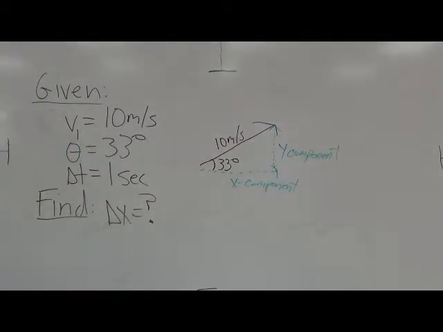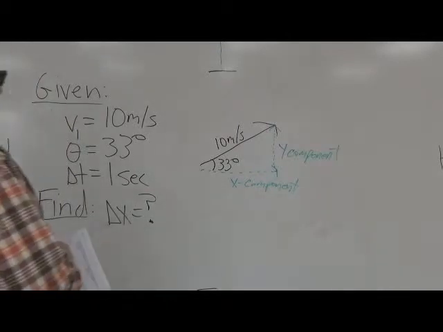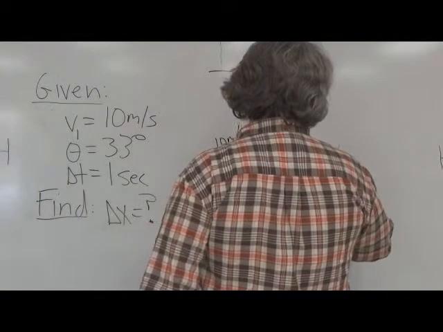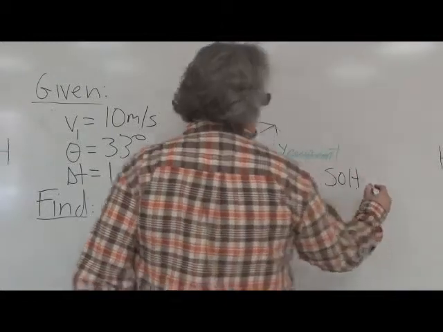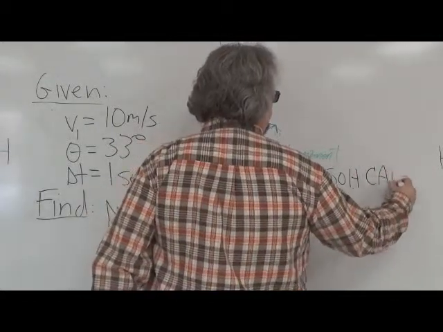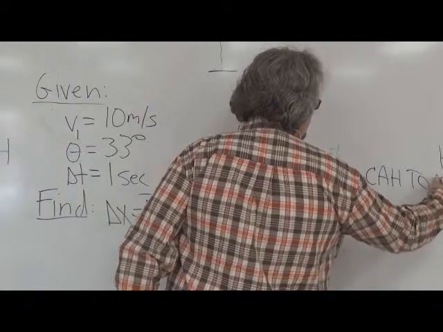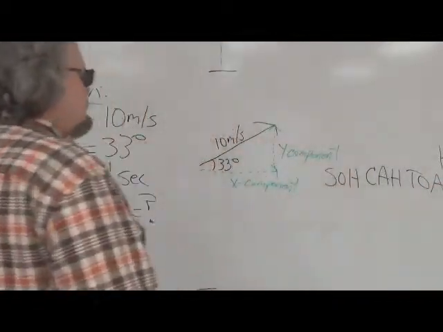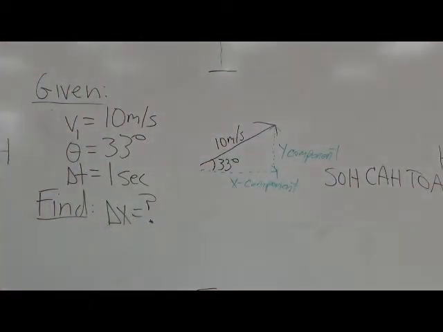Most of you understand that I've said in the past, if the angle comes off the x-axis, always use cosine. So let's prove that. So let's go to your memorized SOHCAHTOA. Alright, so you have to make a determination. What do I want to find? Which formula is right for this?